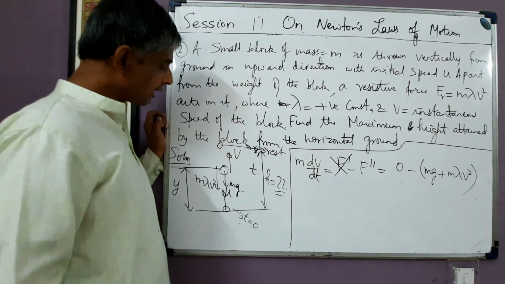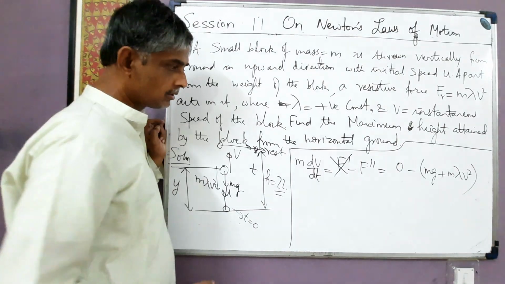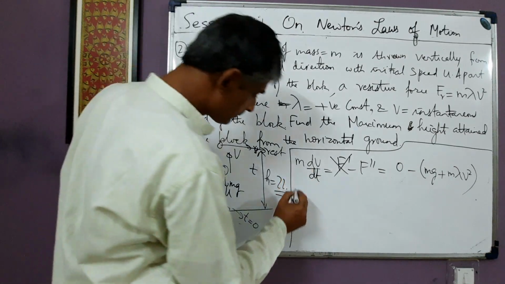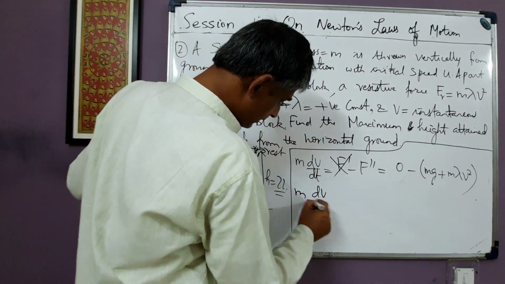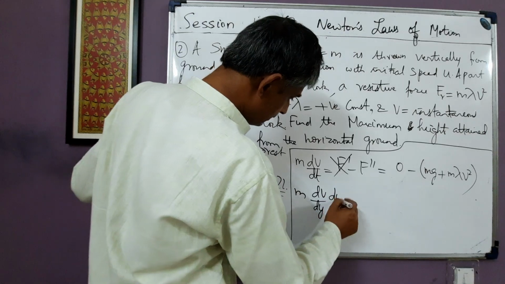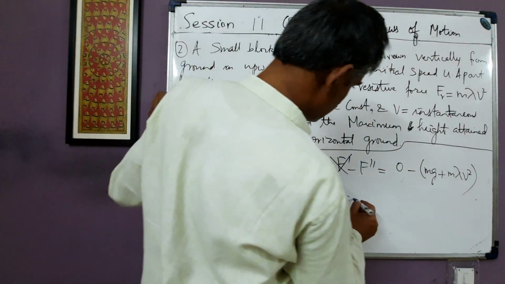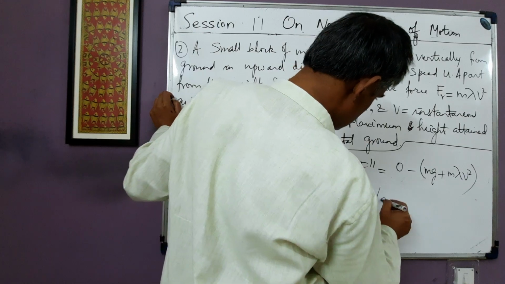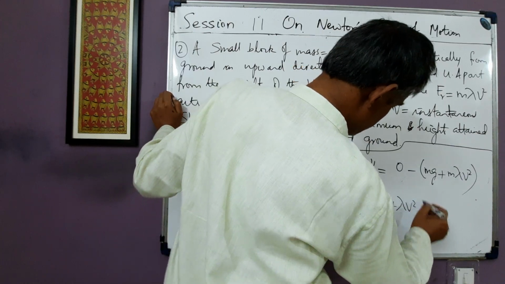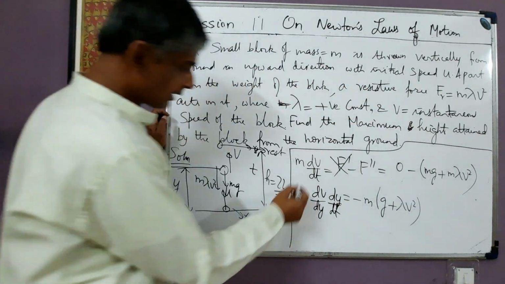Now, when asked to find the maximum height attained by the block, what do we do? We apply the chain rule. So I write it this way: m into dv by dy into dy by dt. This is how I write the chain rule. This becomes minus, m goes common, plus lambda v square. Now m and m cancel out.